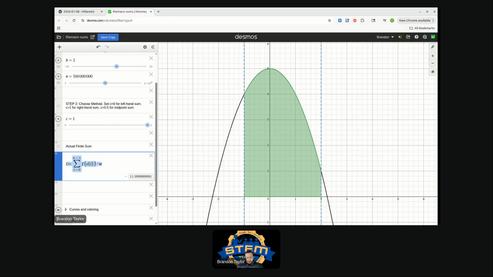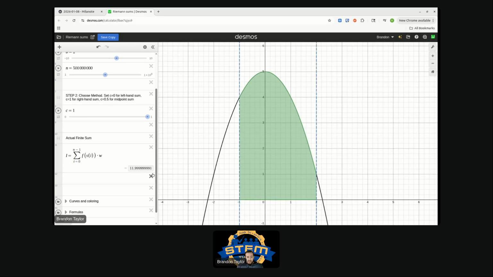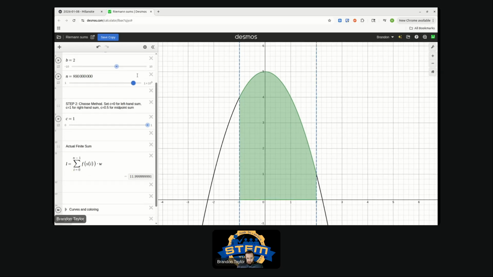Now, to be clear, the number down here, what we actually get from adding up all these rectangles, will never perfectly equal 12. It looks like it does. Here's a good example: we're plugging in n equals a billion, and it's still not 12. It's 11.9999999, however many nines you need. And so it's not quite 12.